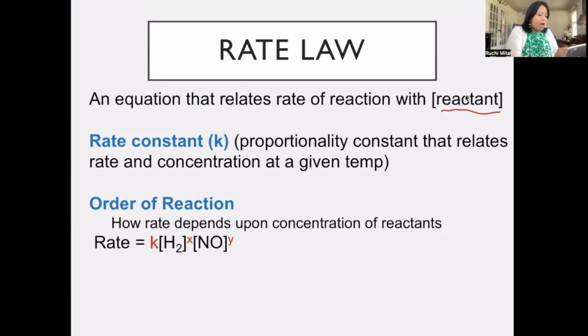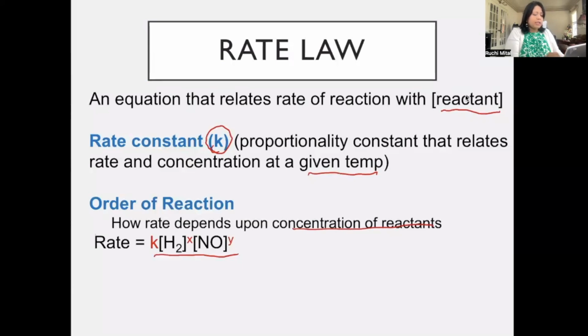Now you have a rate constant. Be careful. This rate constant is a lowercase k. It is a proportionality constant that relates rate and concentration at a given temperature. So again, it is important to remember that k is dependent on the temperature. And we will learn how to figure out the order of reaction, how the rate depends upon the concentration of the reactant. This is called your rate law. So we are going to learn how to derive this.